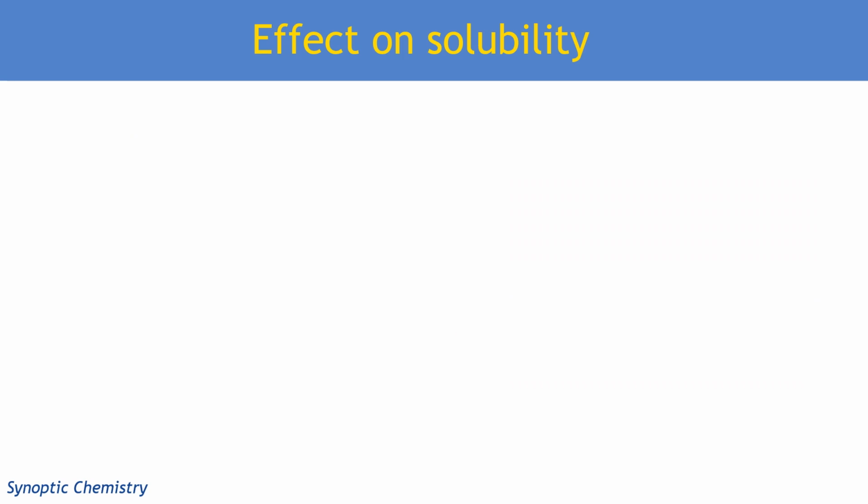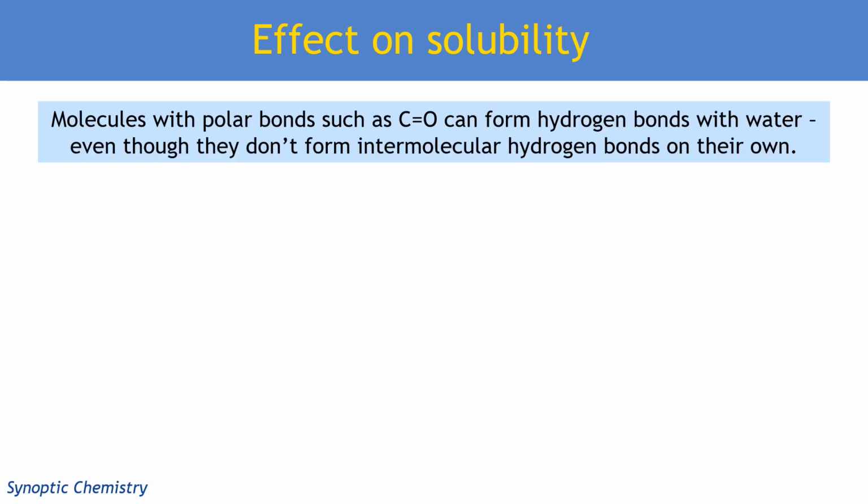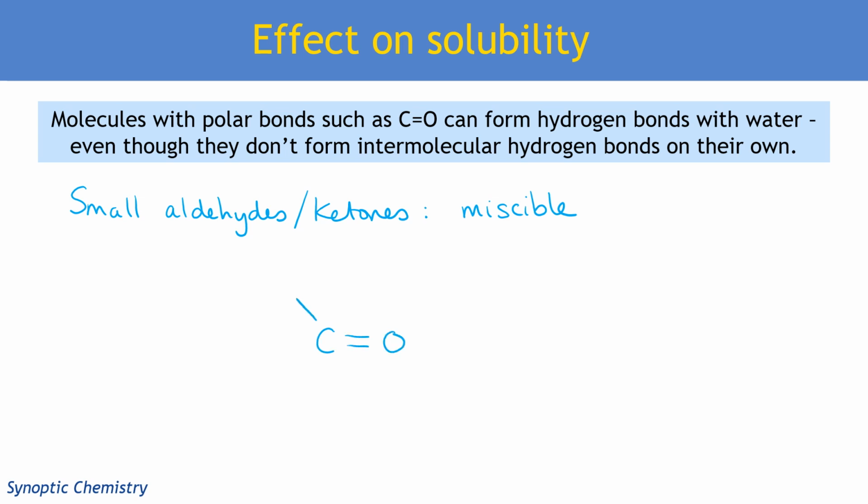Okay, another thing to think about is that you have some molecules that contain a C=O bond, like aldehydes. They can form a hydrogen bond with water even though they don't form hydrogen bonds on their own. So small aldehydes and ketones are also going to be miscible or soluble in water. So for example, propanone, which we use in nail polish remover, is fully water soluble or miscible.